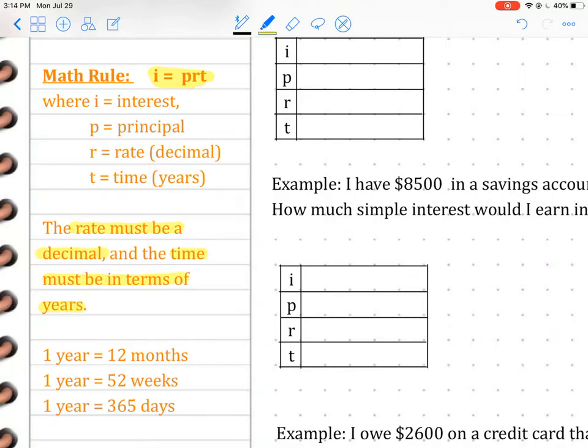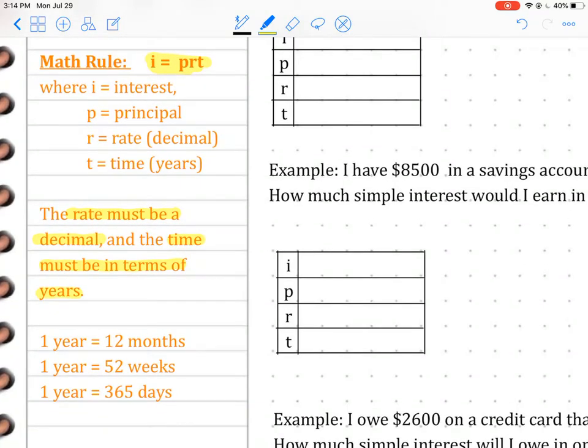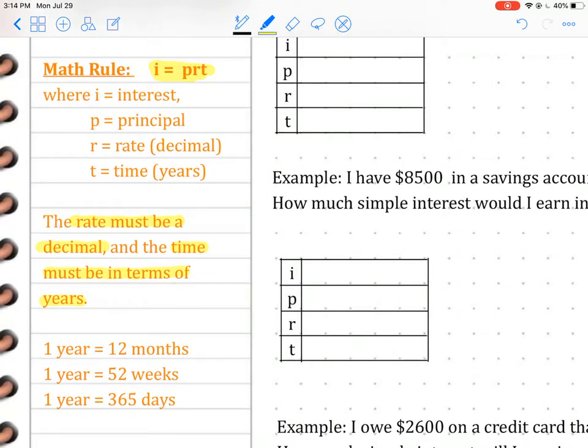And just to remind you here, I've given you the yearly equivalents: 12 months, 52 weeks, and 365 days if it's not a leap year. Technically, it's 365 and 1/4 days, but we'll just go with the 365.